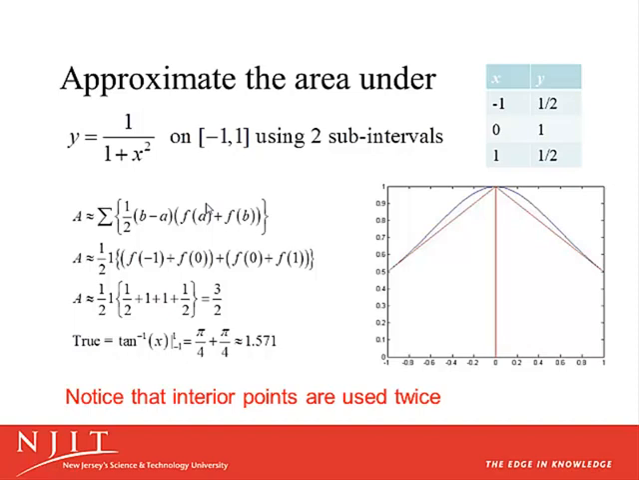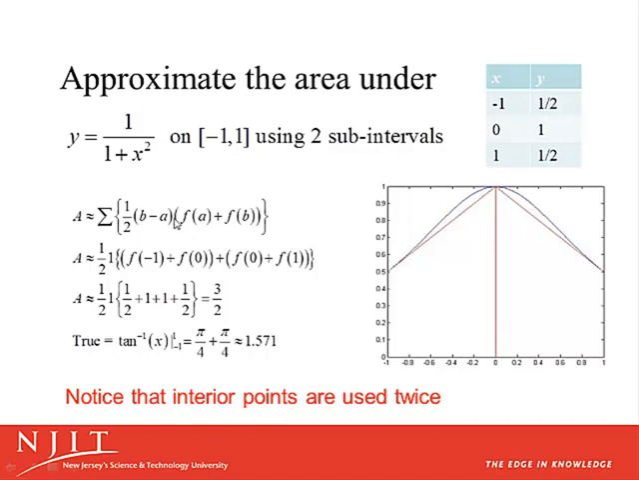Let's consider an example. We'll take the same curve as we had before, but now on a smaller interval. We take y equals 1 over 1 plus x squared from -1 to 1, and we'll just draw two line segments. We know that the y value of the curve at x equals 1 and x equals -1 is just 1 over 1 plus 1, or 1/2. And when x equals 0, the y value is 1.